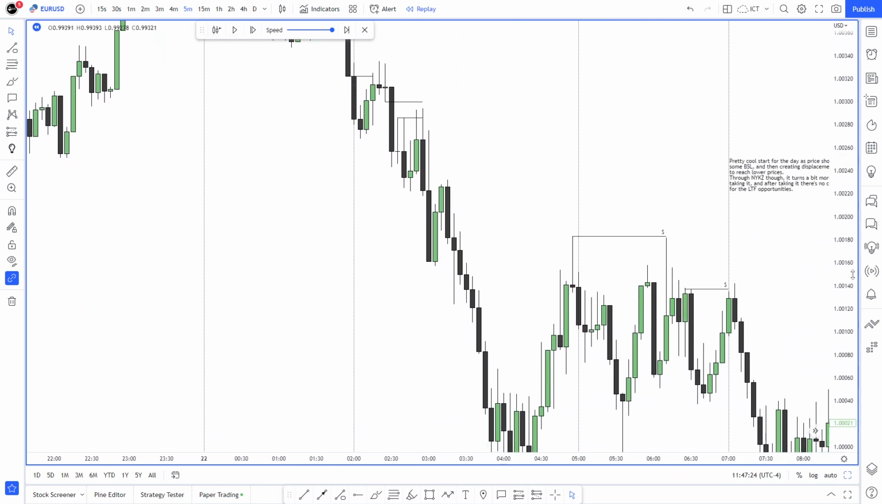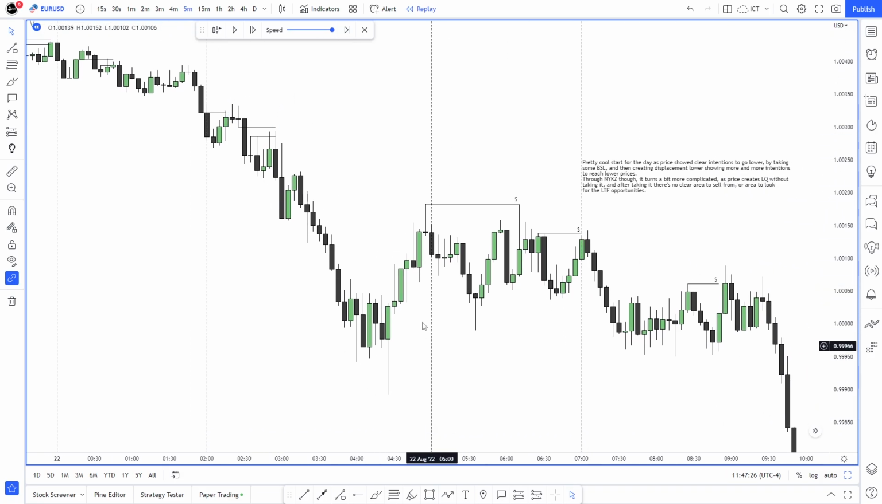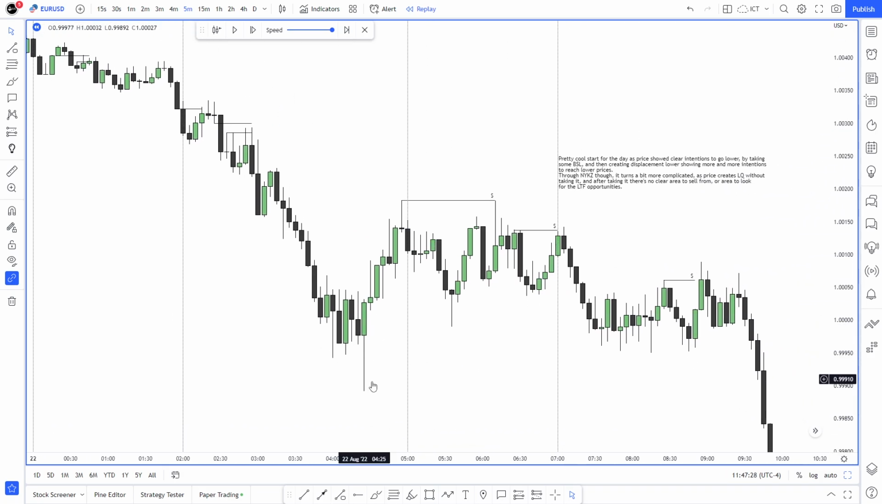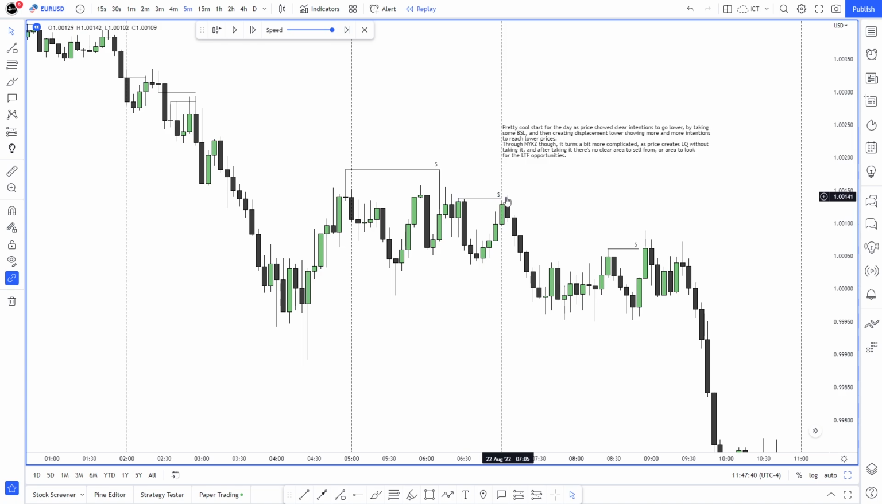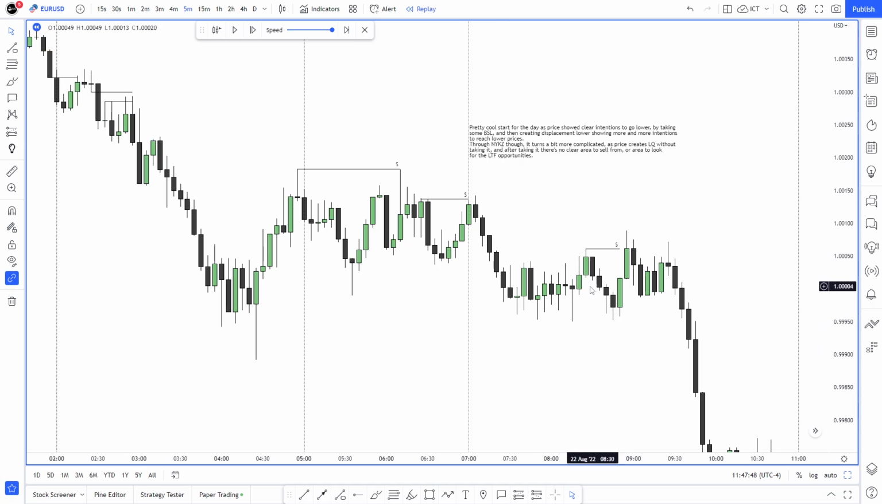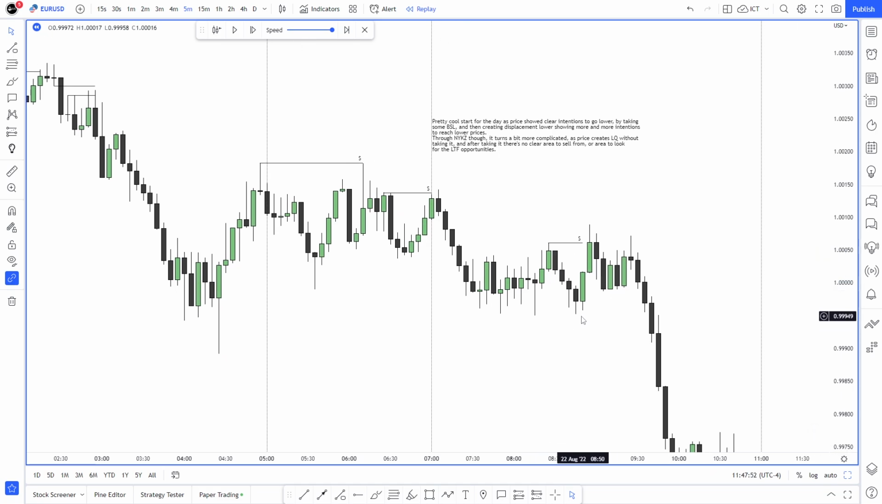At the ending of London and through pre-New York, we have somewhat of a range. Liquidity is created on both sides. I wanted to see these equal highs taken before actually looking for sells, but that never really happened. We then got phase 1 from 7 to 8:30, goes lower, ranges, creates buy-side liquidity, which is taken. Displacement lower with not much aggression, but at the end of the day, we do get that fair value gap there that we could have taken advantage of.